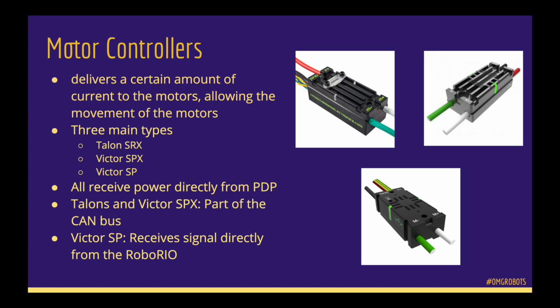Falcon 500 is probably one of the strongest ones we've had right now because it's the most recent motor controller that came out. I'm not going to go into much detail, but this is the basic information you need to know about motor controllers and what they do for the robot.